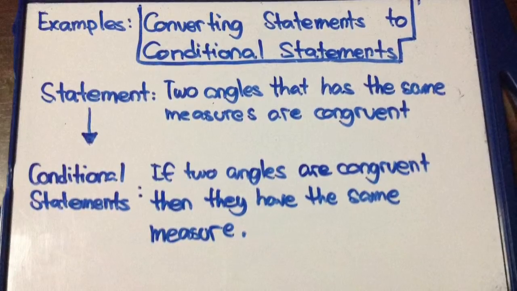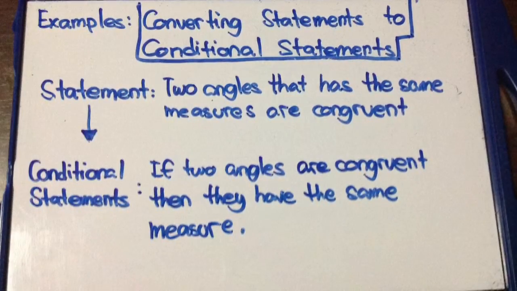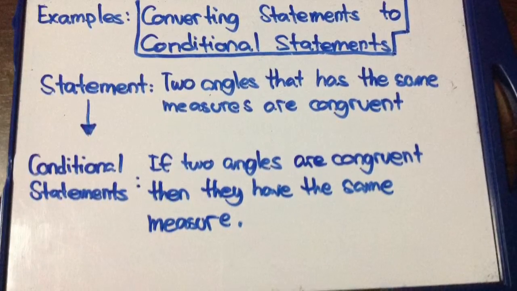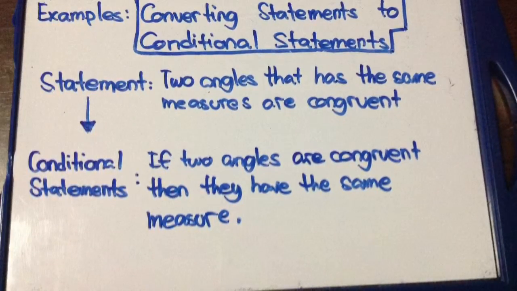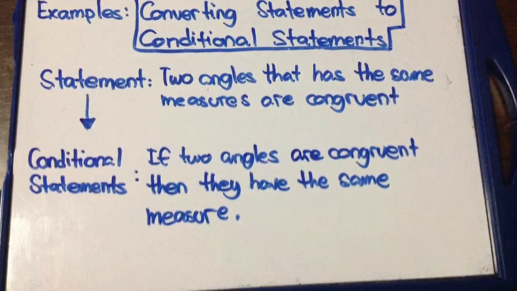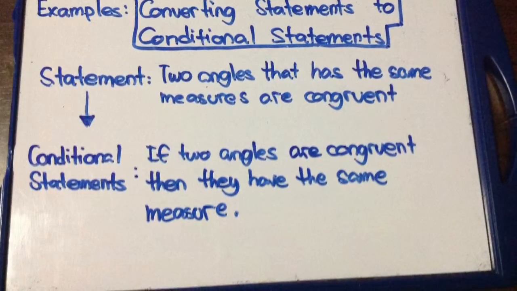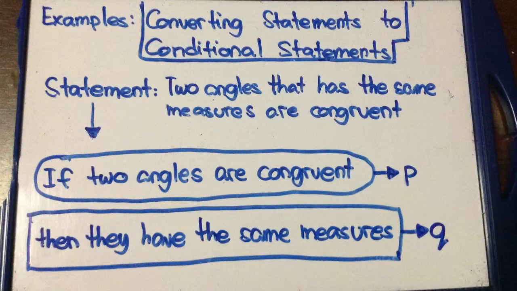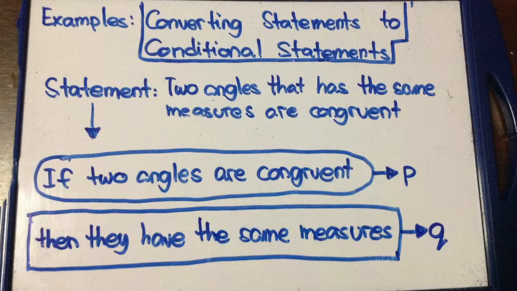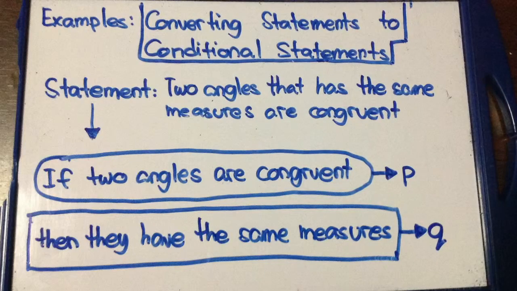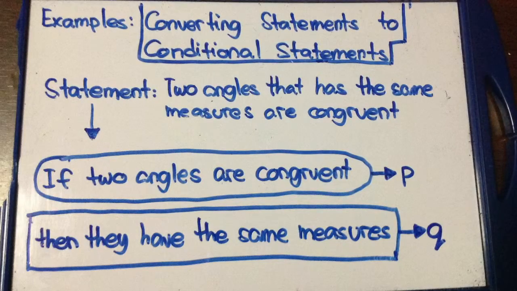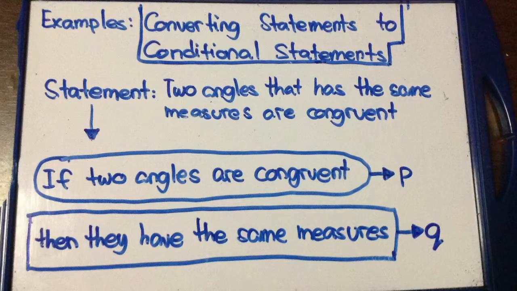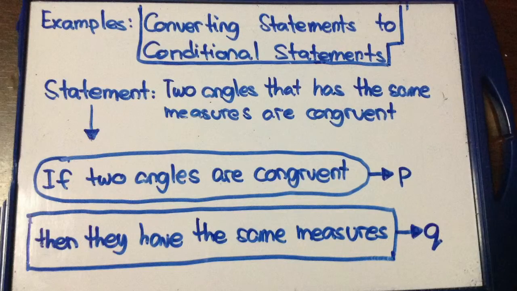Now, we're going to convert the statement, two angles that have the same measures are congruent, to a conditional statement. It's going to be: if two angles are congruent, then they have the same measure. Let's see how it becomes a conditional statement. As you can see, they added if to the two angles are congruent, and then to they have the same measure. So the hypothesis is if two angles are congruent, and the conclusion is then they have the same measure.